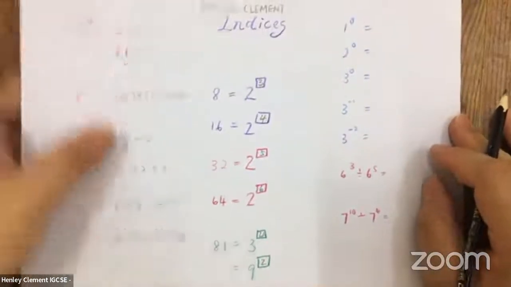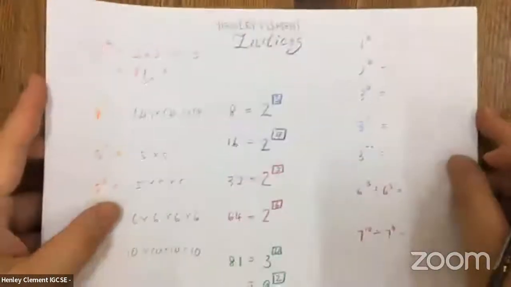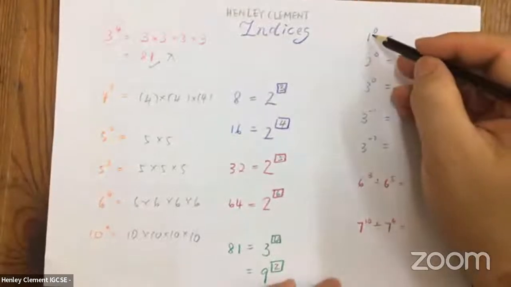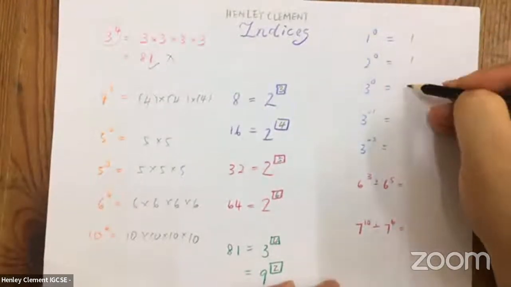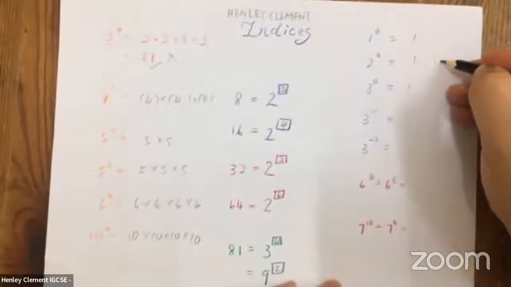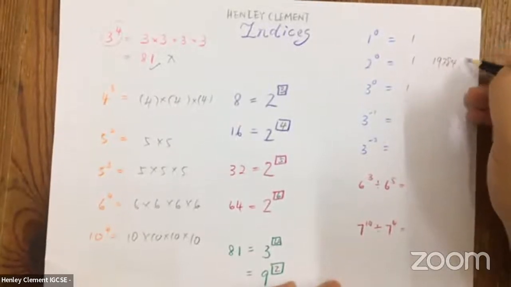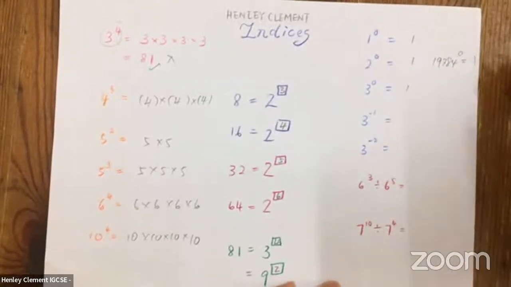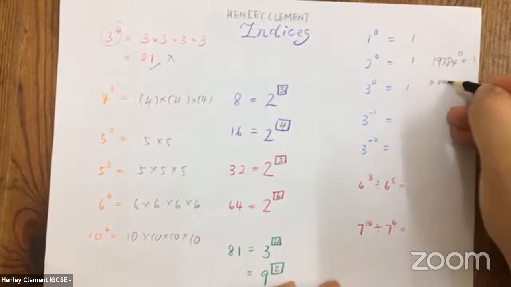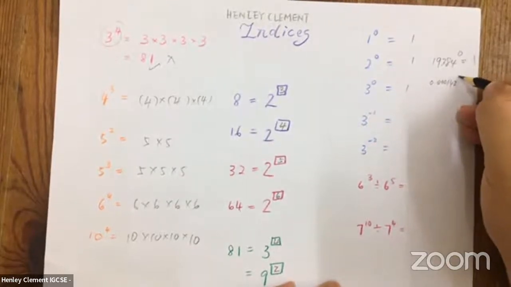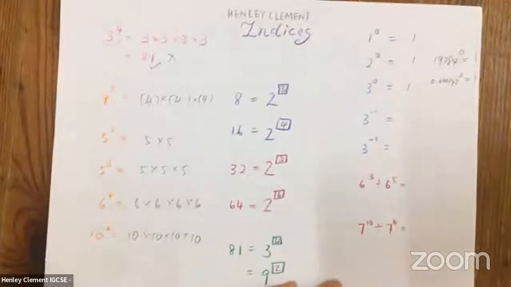There is one thing I want to introduce to you, which is this. Anything powered by 0 is always 1. If you have the number 19384 powered by 0, also 1. If you have 0.000121442 powered by 0, also 1. Any number will be 1.